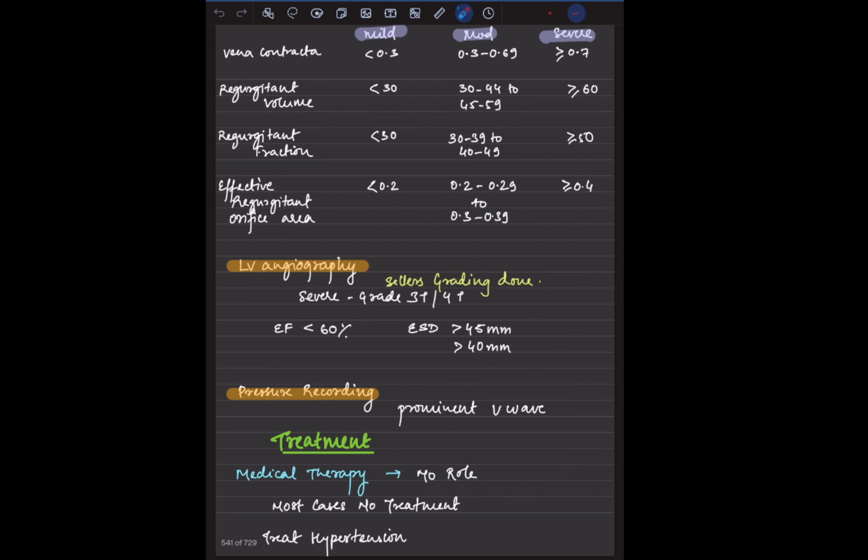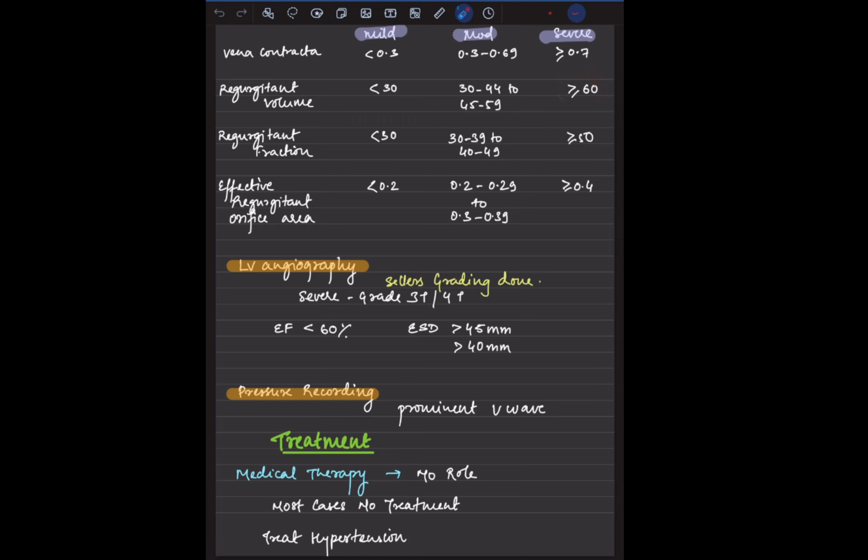This is a bit of high-yield detail, but a vena contracta of more than 0.7 is considered severe. In case of AR, it is more than 0.6. The regurgitant volume is the same for MR and AR, that is more than or equal to 60.